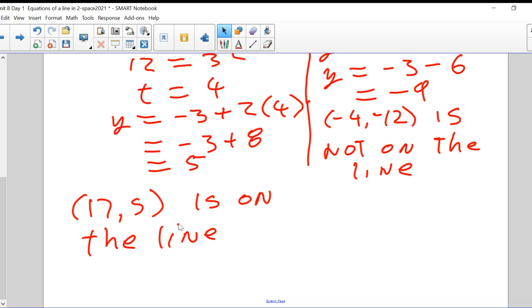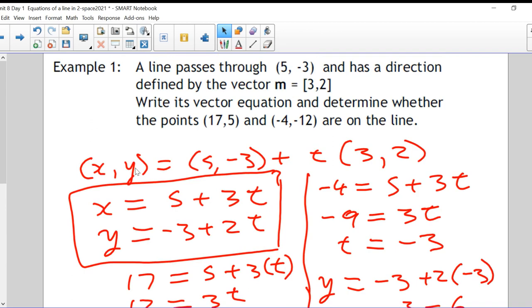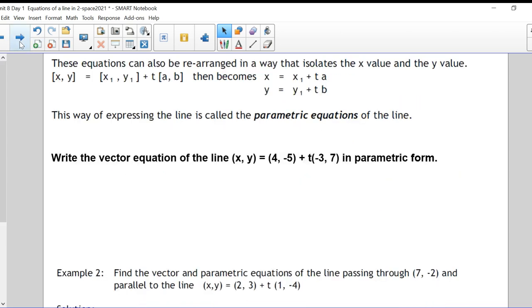So we're not talking y equals mx plus b again, right? We're talking about a vector version of the equation because now we're dealing with vectors. And again, this does extend to three space, which I'm hoping we're going to be able to get to. These equations can be rearranged in a way that isolates the x value and the y value, which we just did. We call these the parametric equations of the line. So here's x and y equals the point plus the parameter multiplied by the direction vector.